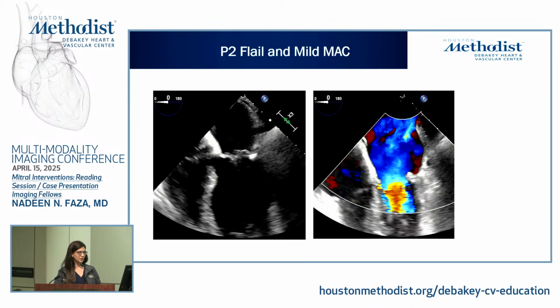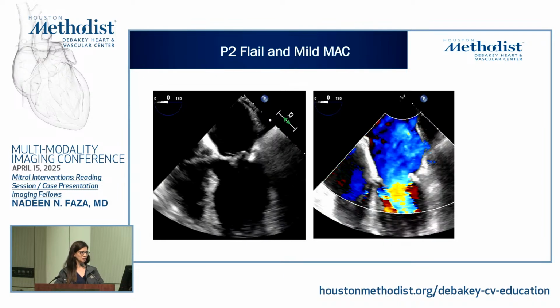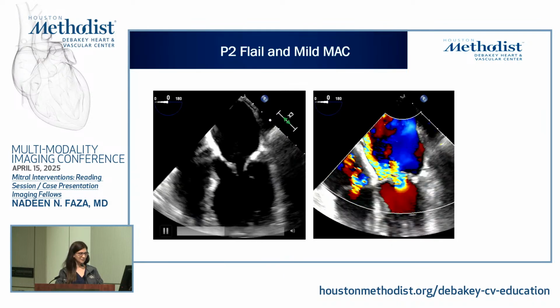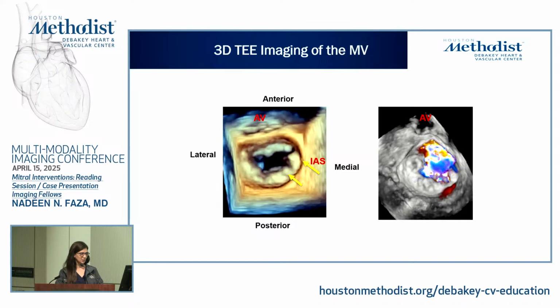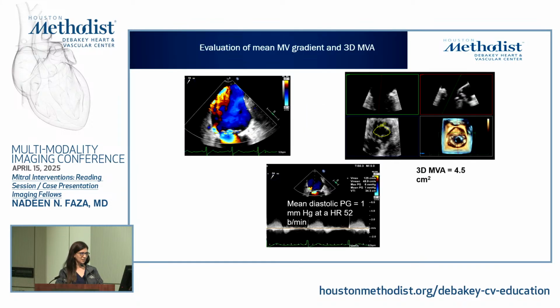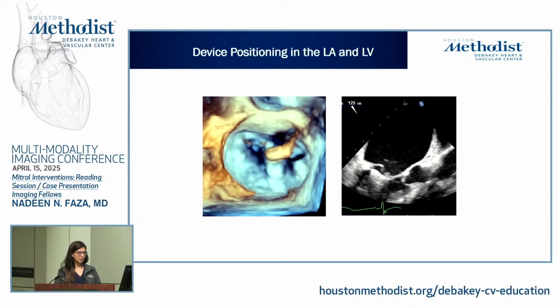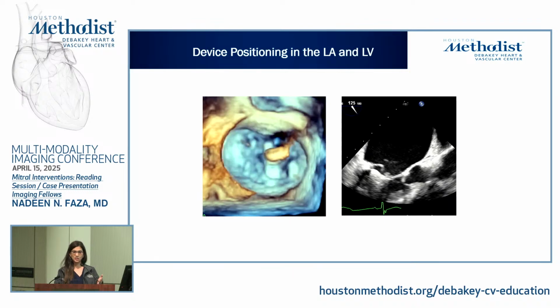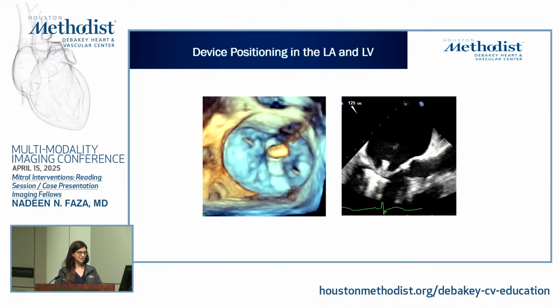This is a case of P2 flail, but there was also mild mitral annular calcification. You can see that by 3D. And as part of the baseline assessment, the area was 4.5, so that's favorable. The mean gradient was 1, again, that was favorable. Despite the presence of MAC, which can sometimes be challenging in certain cases, we were able to grasp those leaflets just distal to the area where there was the calcification.